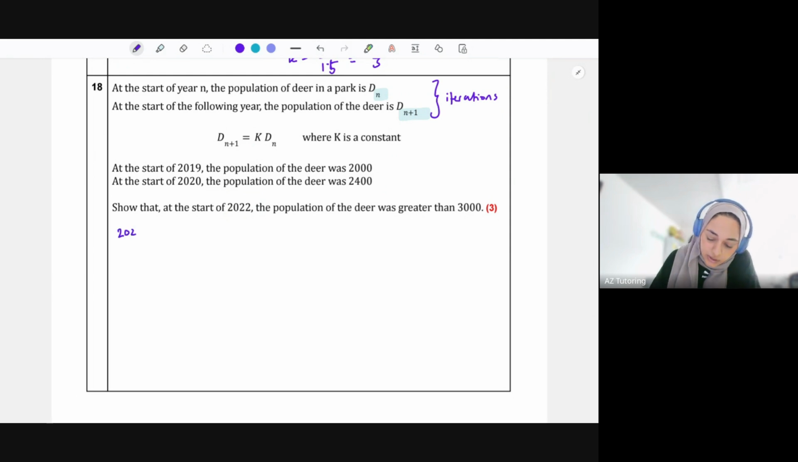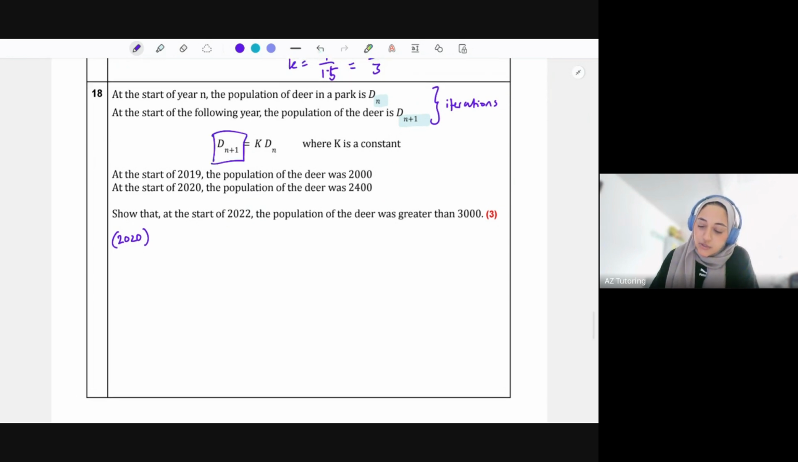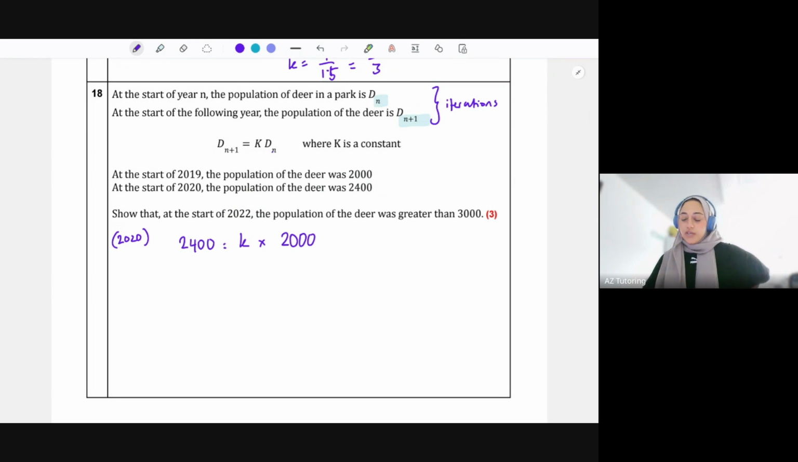So let's look at 2020. We can say in 2020, the day population, they've told us, is 2,400. And we know that equals k times the population of the year before, because it's dn. So the population in 2019 is 2,000. So just to reiterate, in 2020, we know the population of the day was 2,400, which is why I wrote that. For dn plus 1, we need the previous value of 2019, which is 2,000. And I'm doing this because I want to work out what k is.